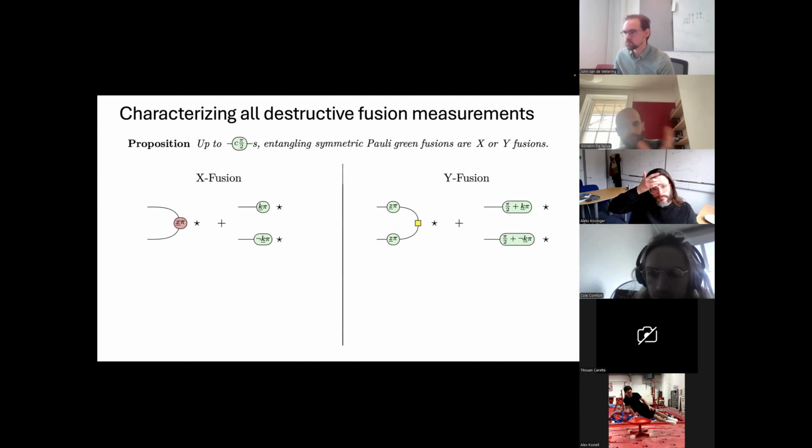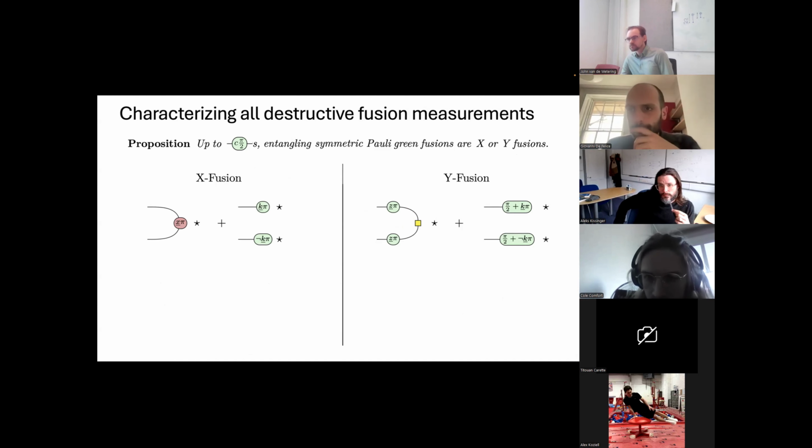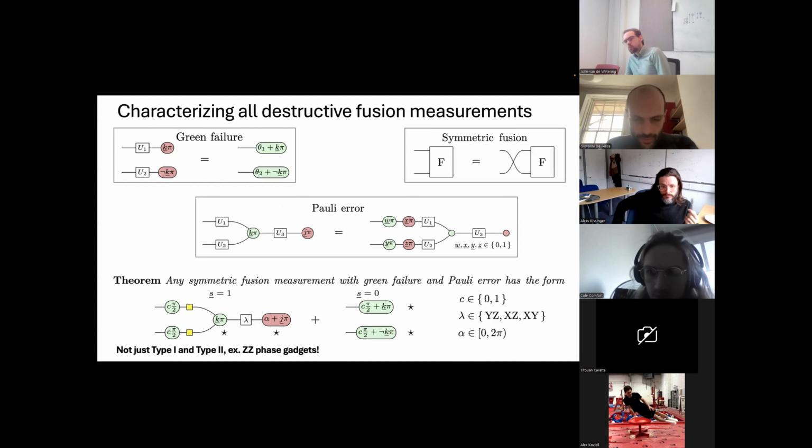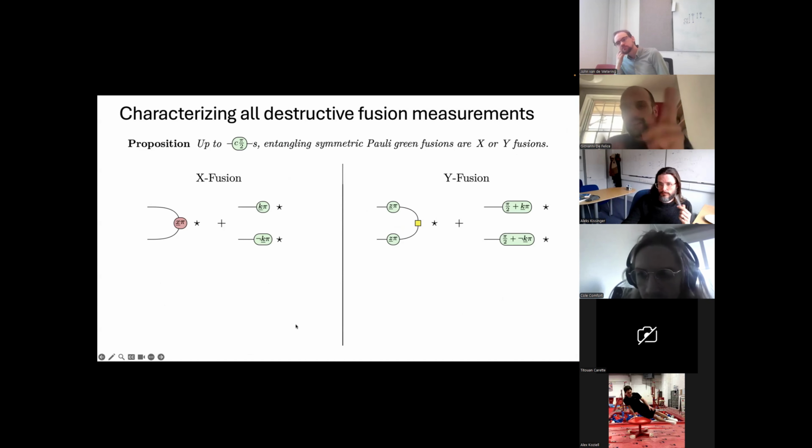Okay, so moving a bit forward in the characterization, you can also show that if you further restrict the single qubit measurement to be Pauli, then you will get only 2 possibilities. One is X fusion, which is exactly the type 2 fusion that I've described before.